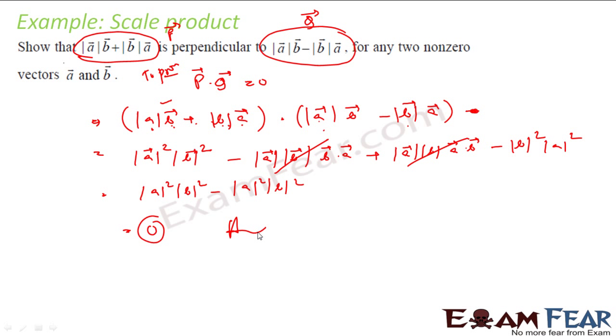That means you take any vectors A and B, P dot Q will be 0, where P is magnitude of A into B vector plus magnitude of B into A vector, and Q is magnitude of A into B vector minus magnitude of B into A vector. Very simple. Just don't get confused. Get some courage. Try to solve it. Go ahead. You'll find the answer.